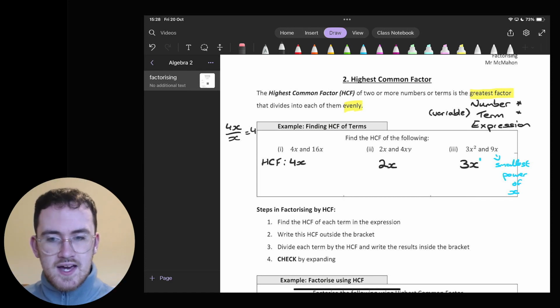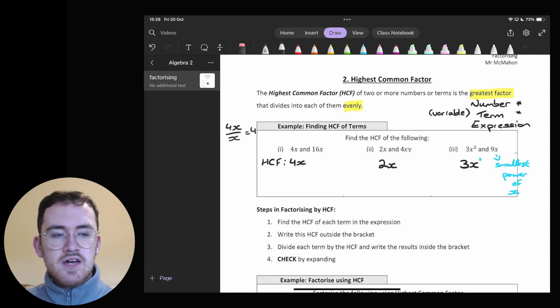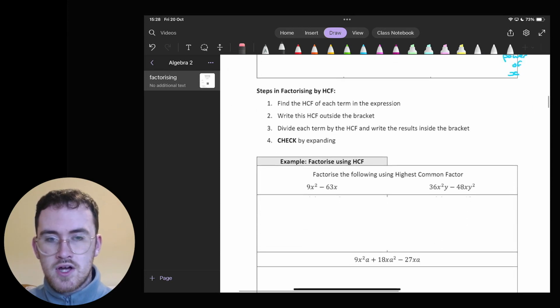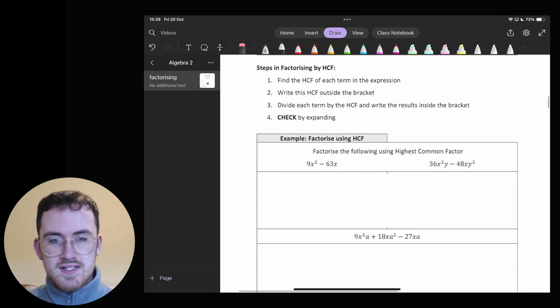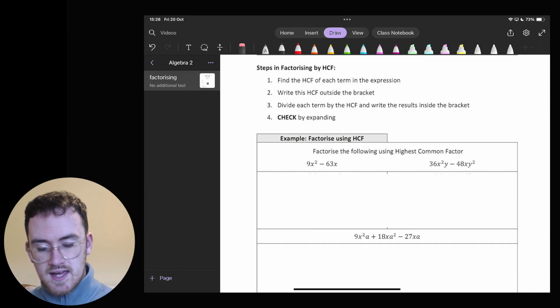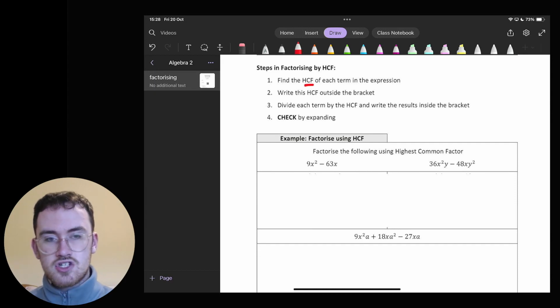So when we're looking to factorize now, we've been looking there at what the highest common factor is, but now for factorizing, as we said at the start, that's going to be writing it in terms of a product of its factors. So the steps in doing that then, the first step is what we've been doing there. Find the highest common factor of each term in the expression.